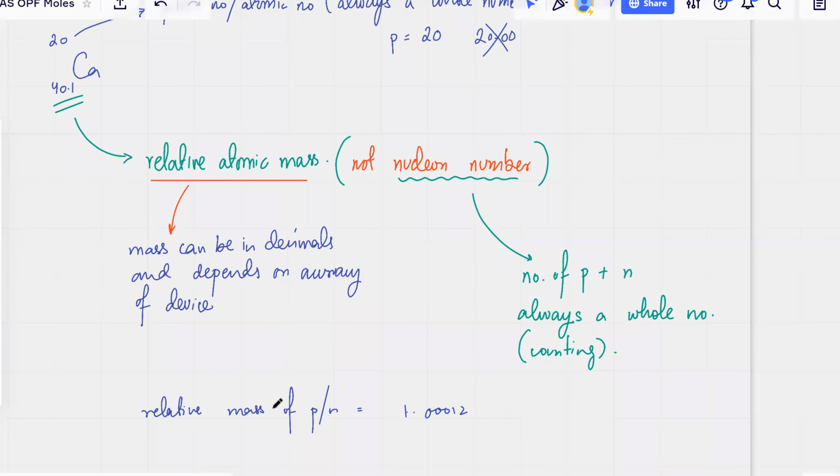it's clear that what you studied in O-levels, the relative mass of a proton being 1, is not exactly 1. Is this point clear? Yes, sir.